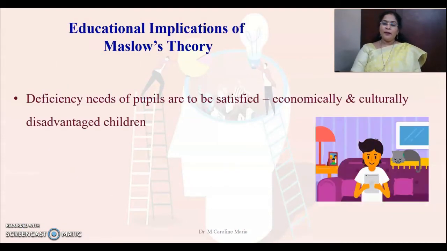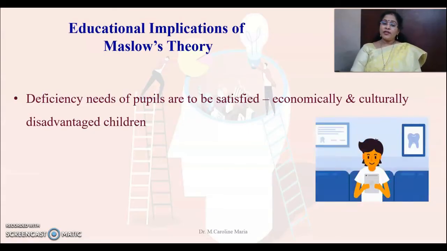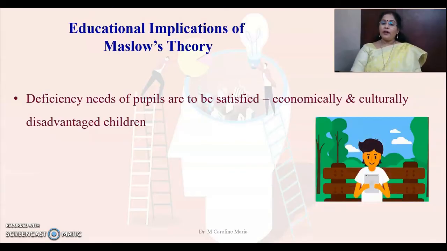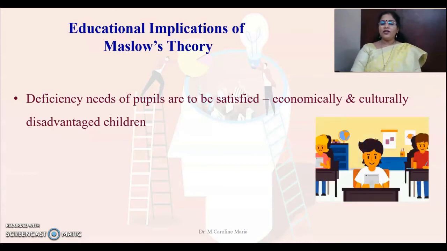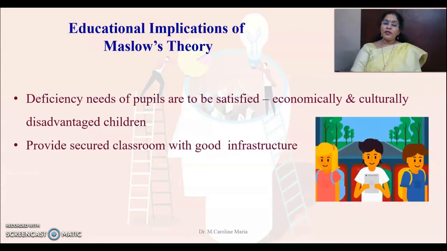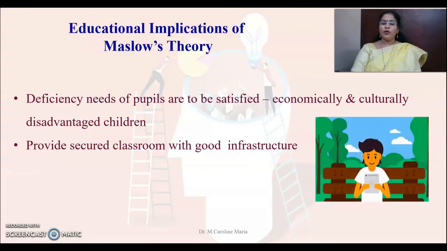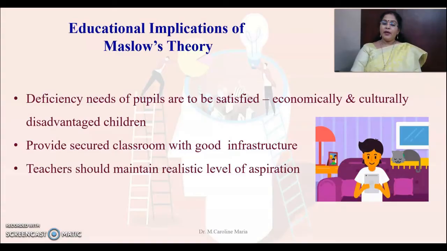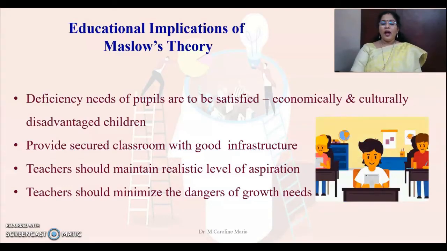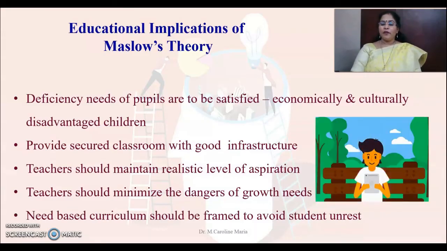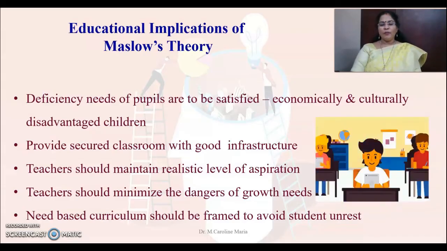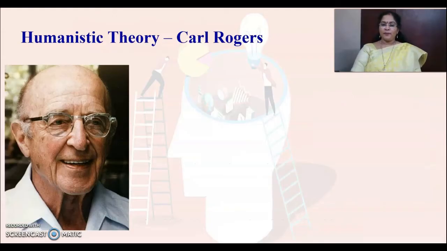And what are the educational implications of Maslow's theory? Deficiency needs of the students are to be satisfied by the teacher, and it could be economically, culturally disadvantaged children. They should be addressed properly by the teacher. The teacher has to plan in such a way, and the teacher is expected to provide a secure classroom with good infrastructure for the students, and they should maintain a realistic level of aspiration, and they should minimize the danger of the growth need, and a need-based curriculum should be framed to avoid student unrest. If the students are not convinced by the curriculum, they'll become restless and they'll go for a protest.